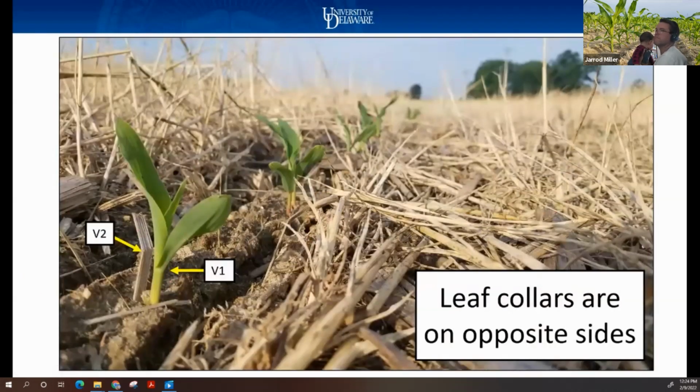So V2, V1, the other thing to remember is that leaf collars are on the opposite sides. Wherever this leaf is, then V2 is here, V3 is going to be here, V4 is going to be here, V5 here, V6 here. It's going to do it all the way up the plant. So that's another way to look. If you think you've got 2 on the same side, then 1 leaf might have been ripped off.